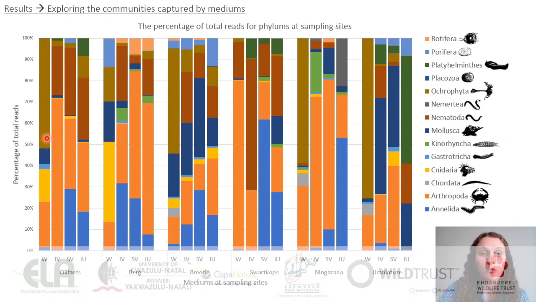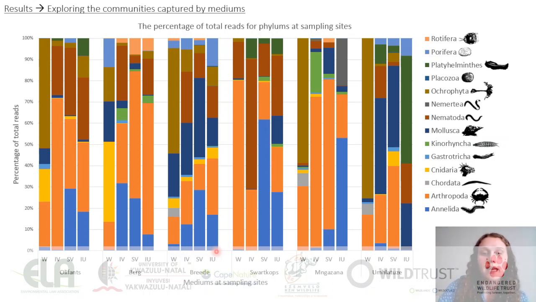And brown algae is water dwelling, which could explain why it's so prominent in water. In addition, the sediment samples have a high proportion of Annelida, which burrows in the sediment, which could explain why it's so prevalent in the sediment samples.